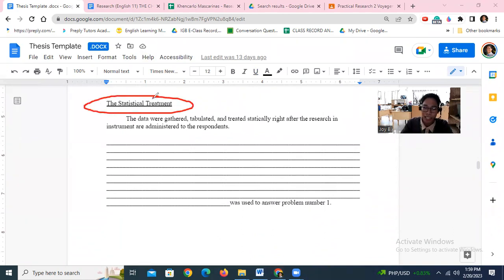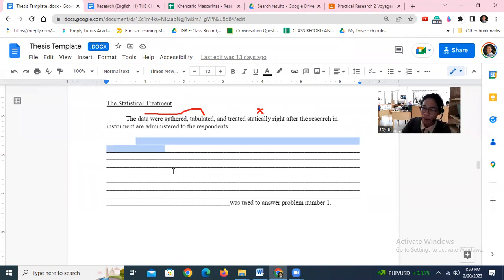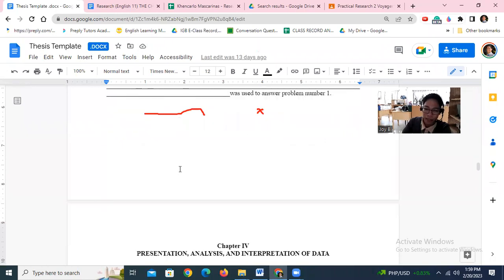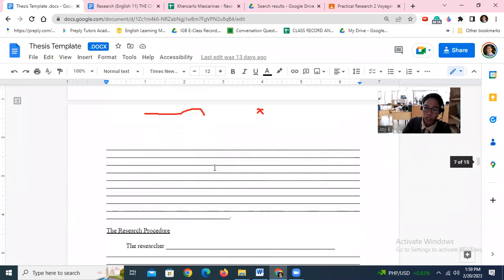And afterwards pupunta tayo sa statistical treatment. Pag sinabing statistical treatment, this will talk about the statistics information of your data. Now, you can say here, the data were gathered or tabulated and treated statistically. So this is wrong, typographical error, right after the research instrument and administered to the respondents. Now, what you need to do here is explain anong ginamit nyo. Okay, remember, you use the t-test, right? So you just explain here. Okay, nakuha?